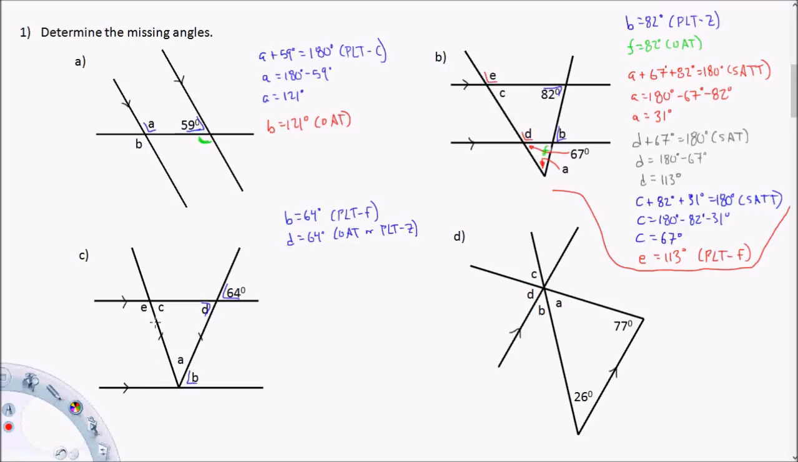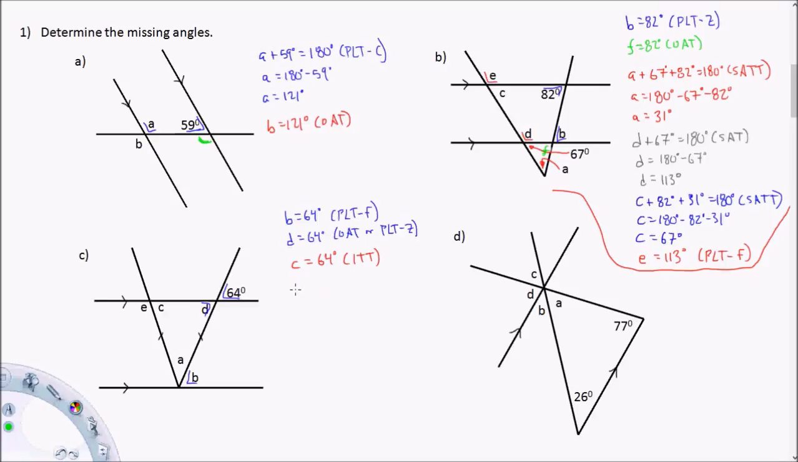So we know that because this triangle right in here is a isosceles triangle, meaning these two sides are equal, we can apply the isosceles triangle theorem, ITT. So therefore we know that C is equal to D, which is also 64 degrees, because of the isosceles triangle theorem.